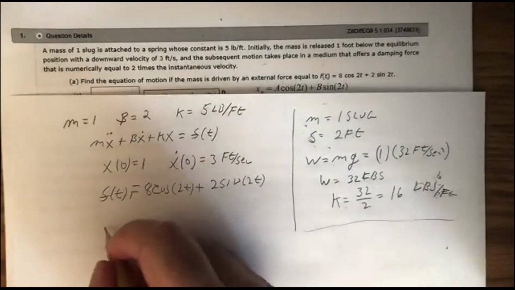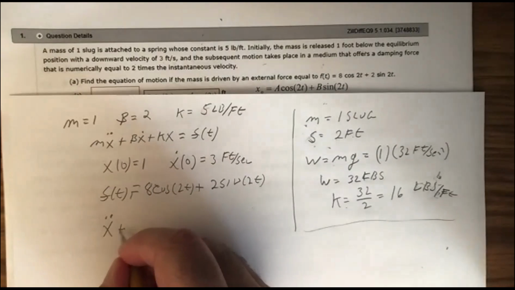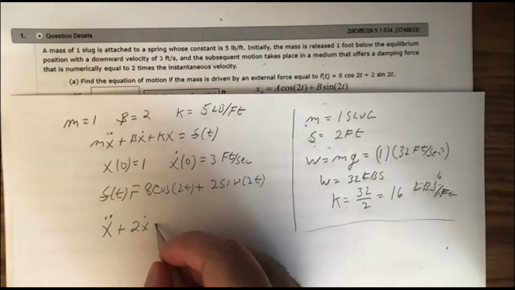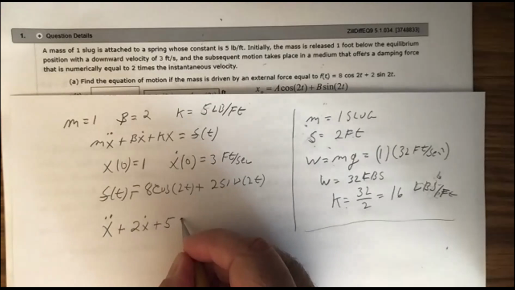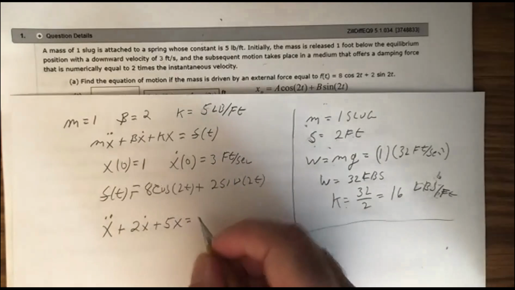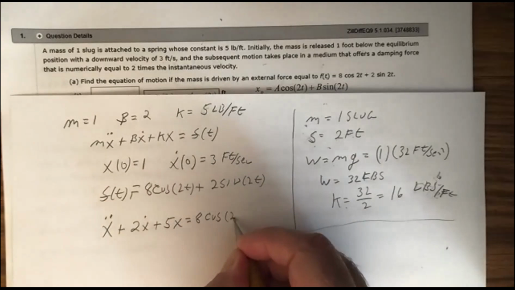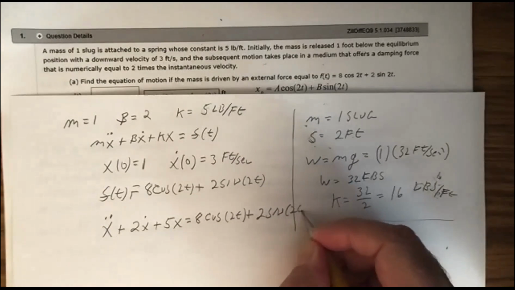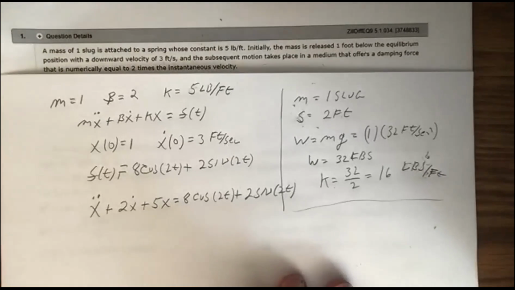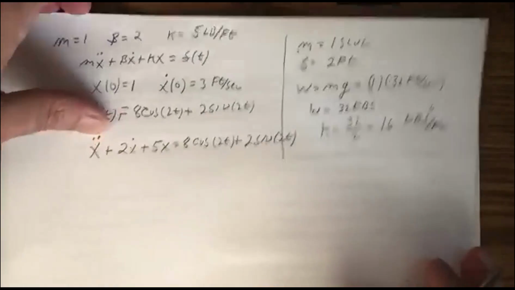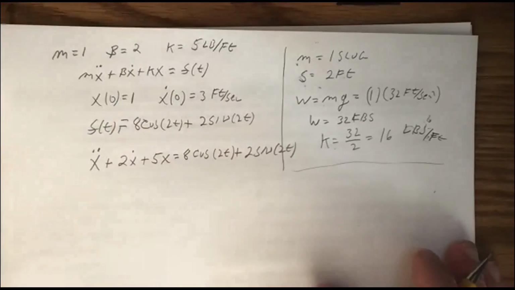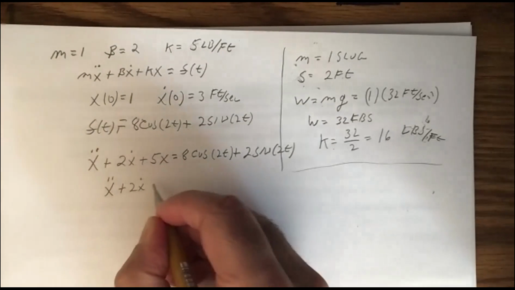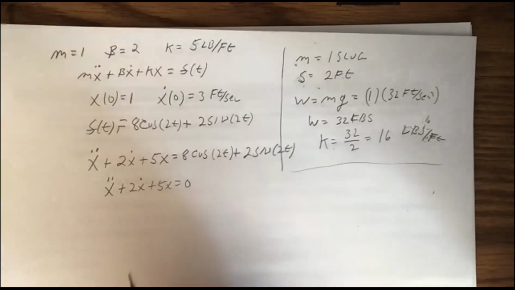So my differential equation is x double dot plus 2x dot plus 5x, right? And that's equal to 8 cosine of 2t plus 2 sine of 2t. Okay, so now I have everything. So the first thing I'm going to do is solve the homogeneous differential equation, right? I set this equal to 0.